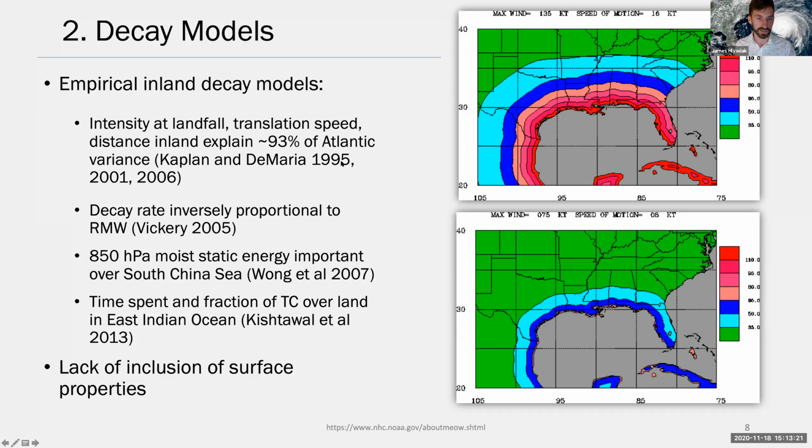Subsequent iterations of this 95 model took a look at different regions and fitted unique functions for each region. I think 2001 focused on the Florida Peninsula, and 2006 focused on the New England region. However, the fact that these functions vary so much, that the coefficients have to change per basin, indicates that there is a strong sensitivity of the decay to different surface properties.